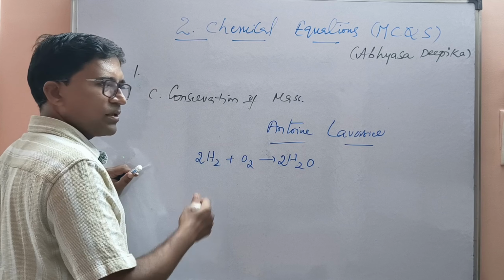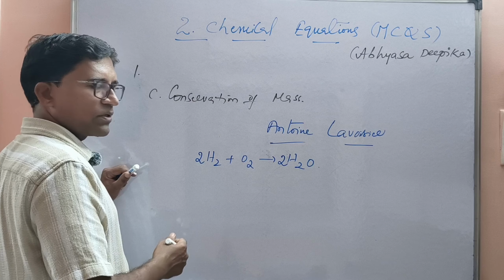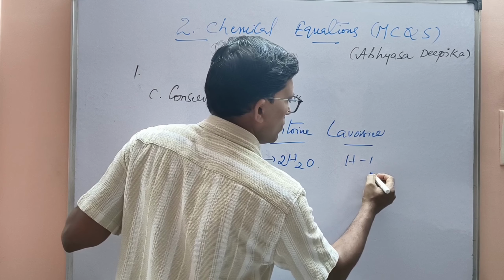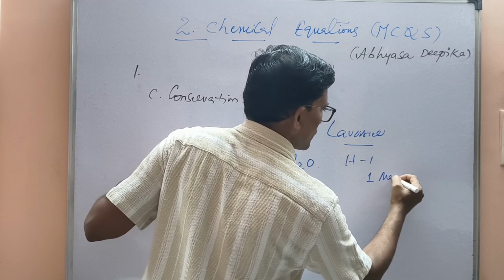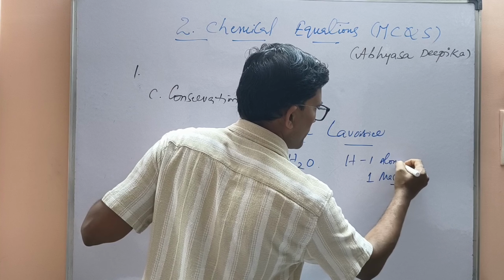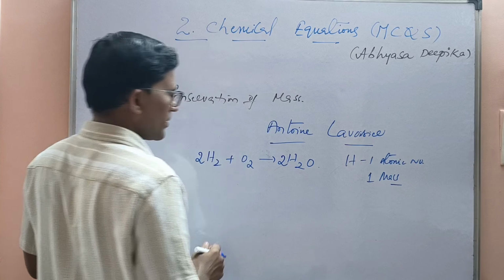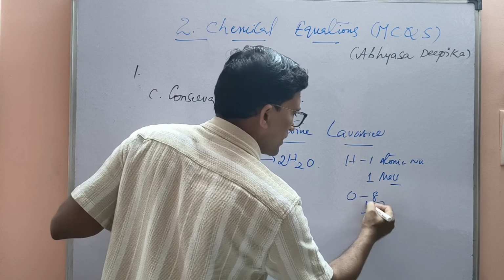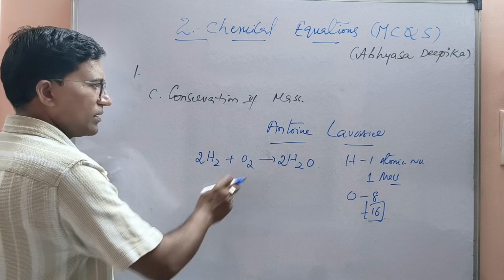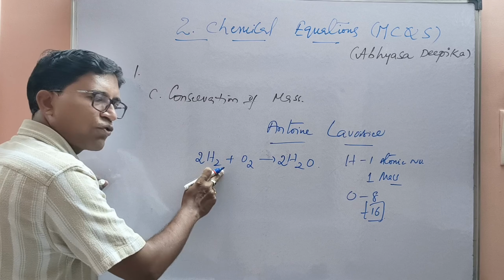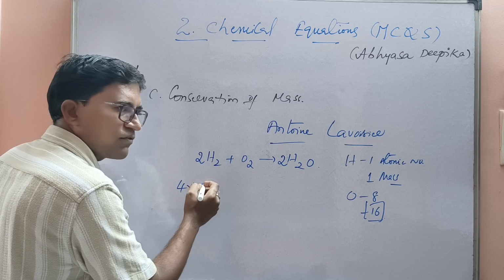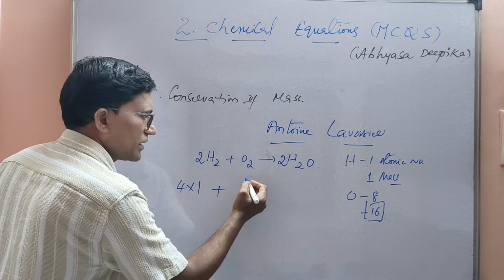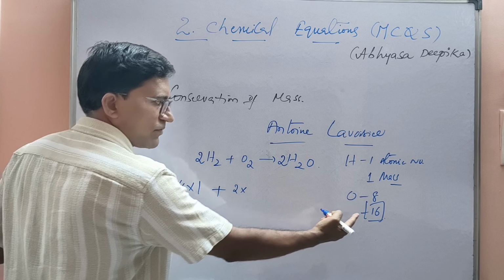Now if I talk about mass, for this chemical reaction, the atomic number of hydrogen is 1 and its atomic mass is also 1. The atomic number of oxygen is 8 and its atomic mass is 16. So I will check the total mass. Here, 4 hydrogens, so 4 into 1, plus 2 oxygens, 2 into 16.